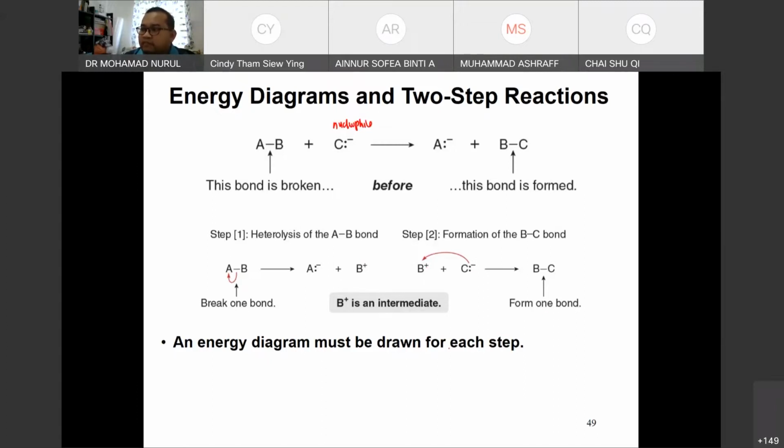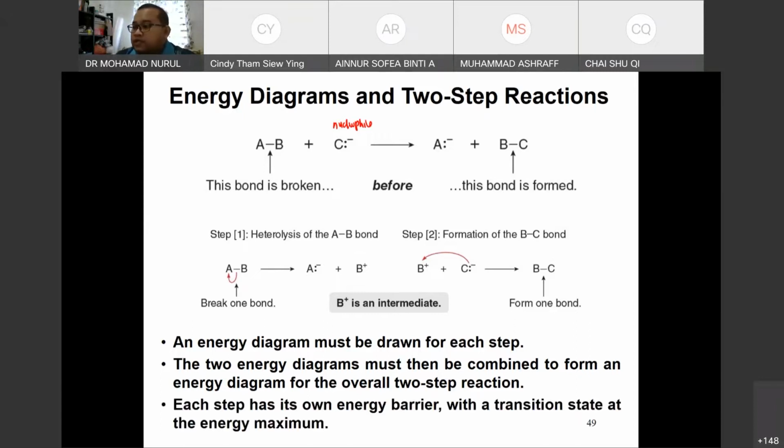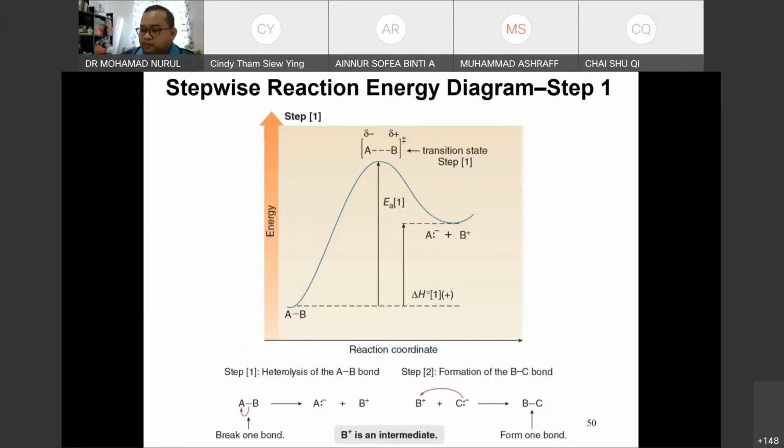An energy diagram must be drawn for each step: breaking the bond, having the intermediate, and forming the new bond. The two energy diagrams must be combined to form an energy diagram for the overall two-step reaction. Each step has its own energy barrier with a transition state at the energy maximum. For example, for this one, bond breaking. So this is a stepwise reaction energy diagram.